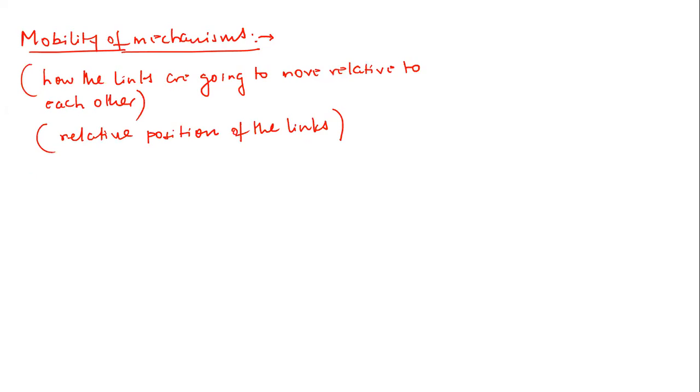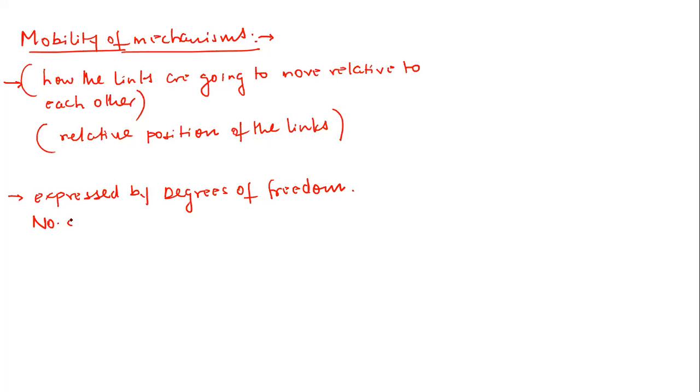Now, generally, the mobility of a mechanism is expressed by degrees of freedom, right? You can see here the way to define the degree of freedom is almost the same. There is a minor change in the definition when we refer to this in context of a mechanism. So what is degree of freedom?